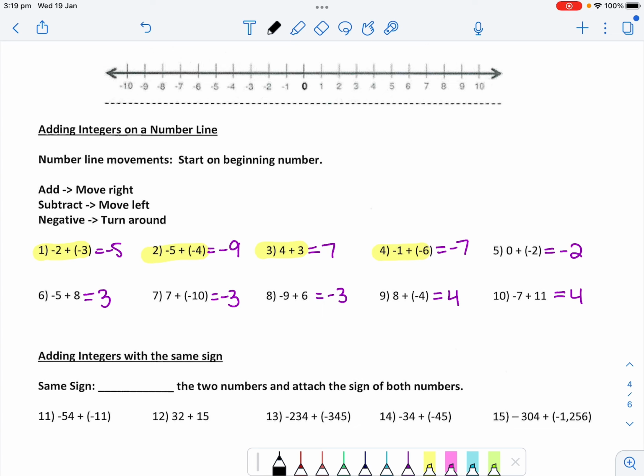So when it's the same sign, you're going to add the two numbers and attach the sign that both numbers have. So if both numbers are negative, you're going to add the two numbers and put a negative sign. If both numbers are positive, you're going to add the numbers and it's positive.